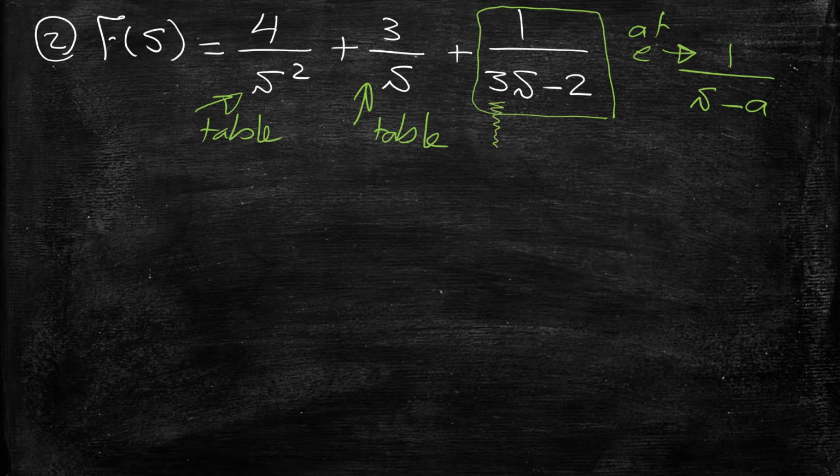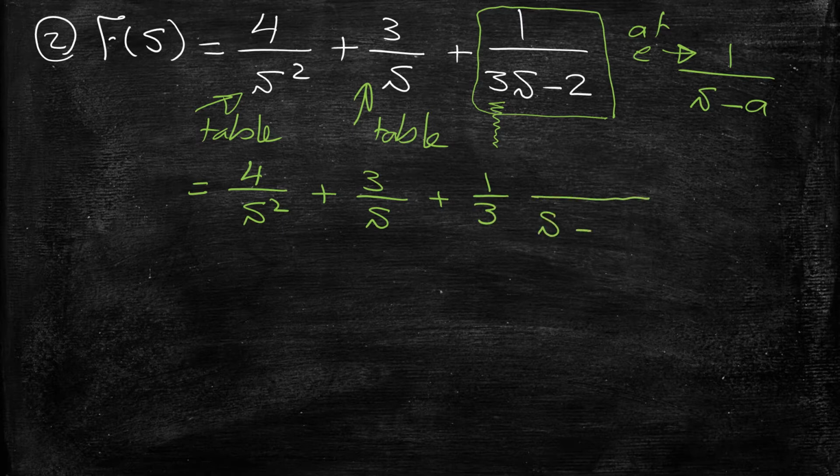We need to get this 3 out of the denominator, so we can rearrange the whole fraction. 4 over s squared is no problem. 3 over s is the same, no problem. And then 1 over 3 common, and here we'll end up with s minus 2 over 3. So all terms together now represent something from the table exactly.